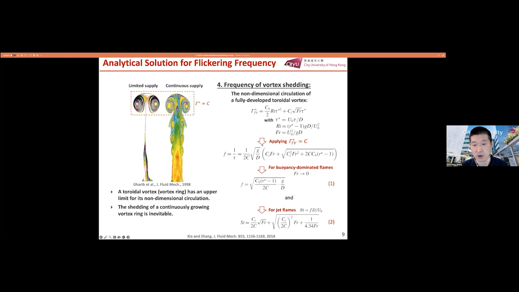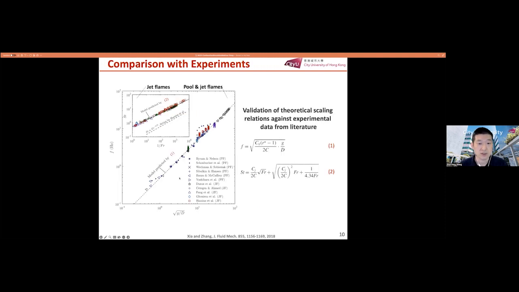Here we include the square root of g over D, with the correction due to the jet, due to the Froude number. So we include the possibility of the inlet flow velocity. If the Froude number goes to 0, then we recover the original scaling law, and for the jet flame, we can find that the Strouhal number, which is the non-dimensional frequency, can be expressed this way.